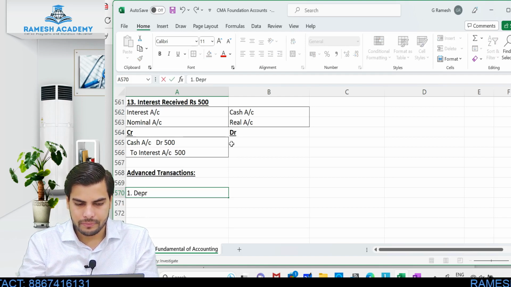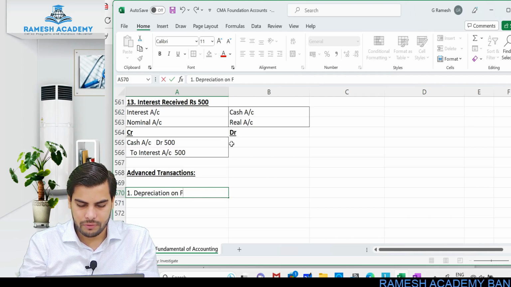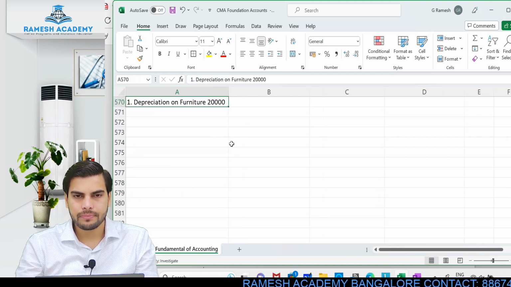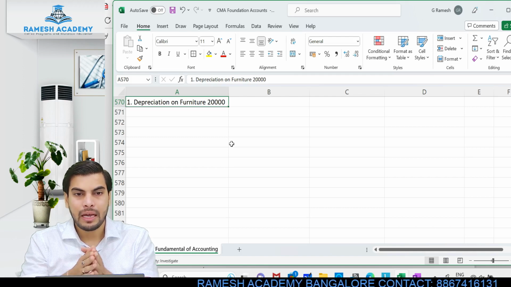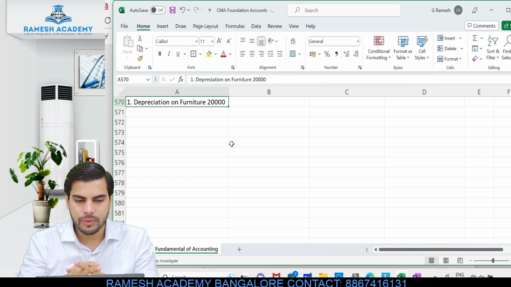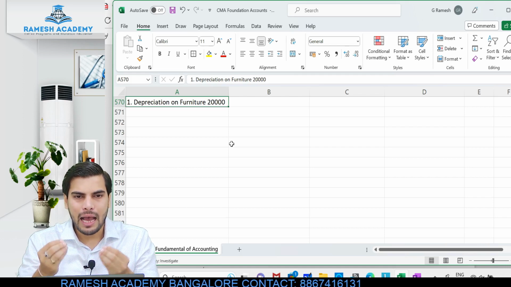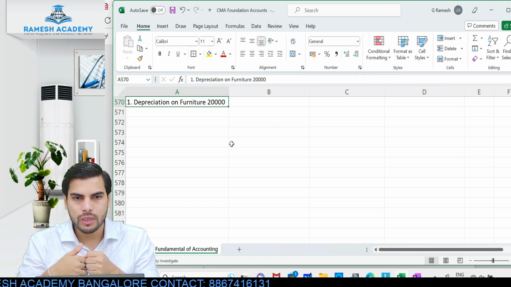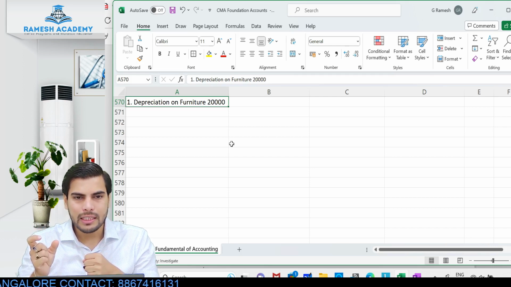So let us say depreciation on plant and machinery, or let's say on furniture, 20,000. First thing is, what is the meaning of this particular term depreciation? What is depreciation? Decrease in the value of fixed asset due to wear and tear, obsolescence, efflux of time. All these things would be treated as depreciation. Basically, as and when I keep on using the fixed asset, the value of the fixed asset reduces. Such reduction is what is called depreciation.